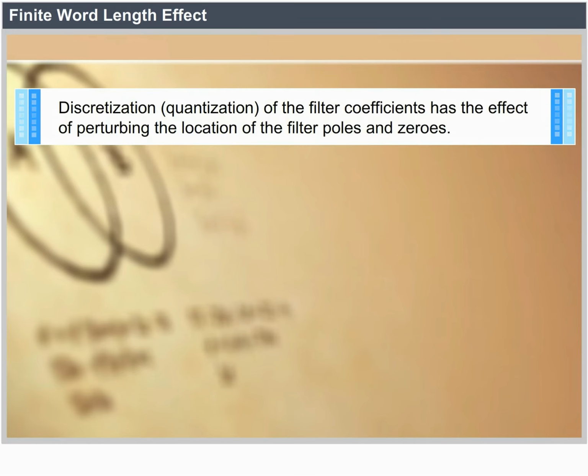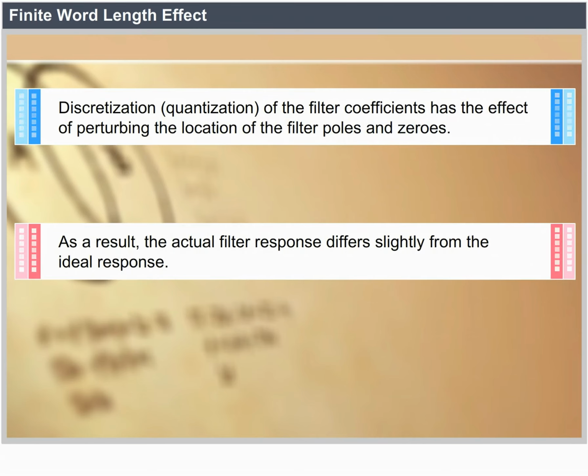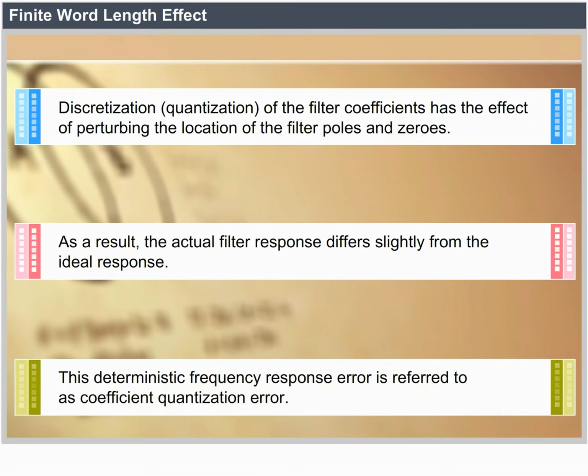Discretization, quantization of the filter coefficients has the effect of perturbing the location of the filter poles and zeros. As a result, the actual filter response differs slightly from the ideal response. This deterministic frequency response error is referred to as coefficient quantization error.